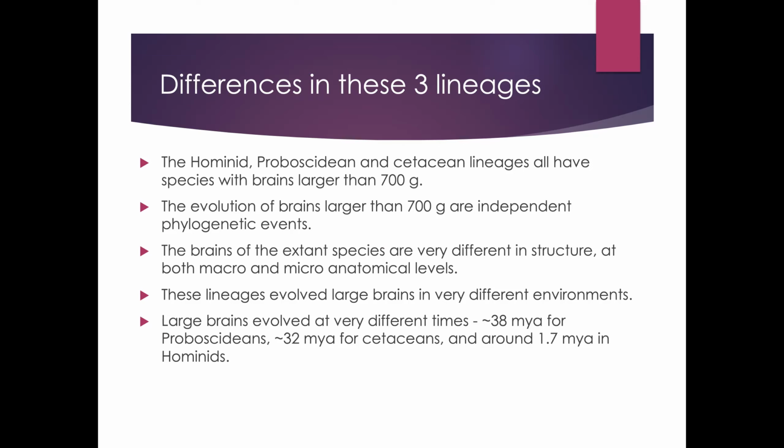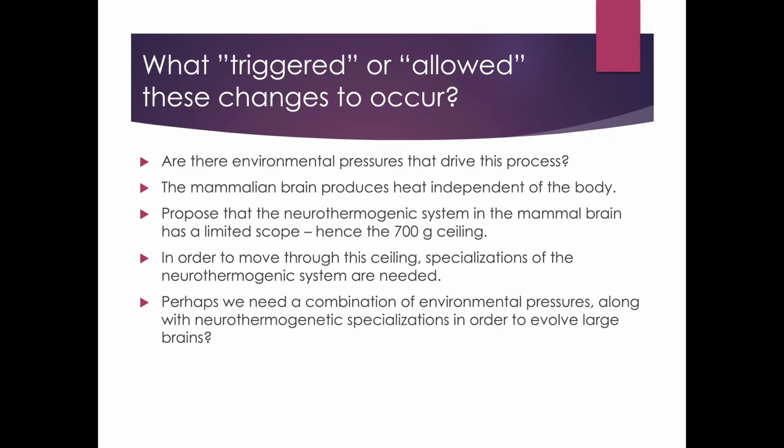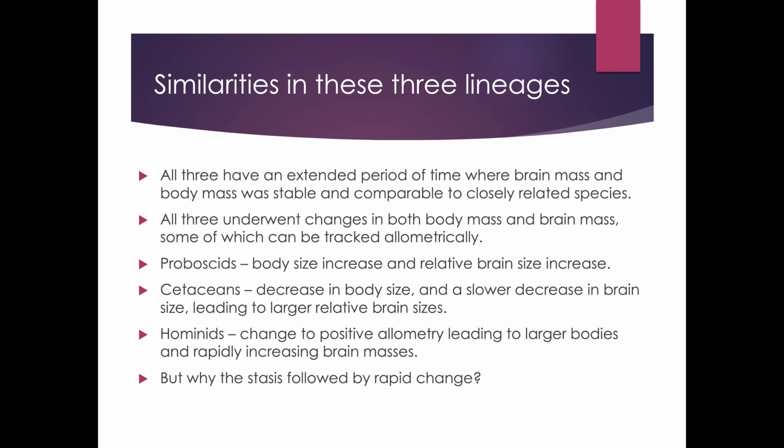Change slide. It's probably going to go through 2 changes now. Okay, so similarities in these lineages. All 3 have this extended period of time when brain mass and body mass are stable and comparable to closely related species. All 3 lineages underwent changes in both body mass and brain mass. Some of these can be tracked in an allometric fashion.